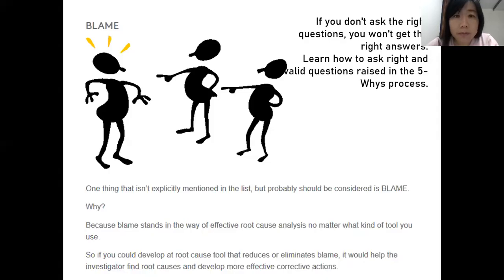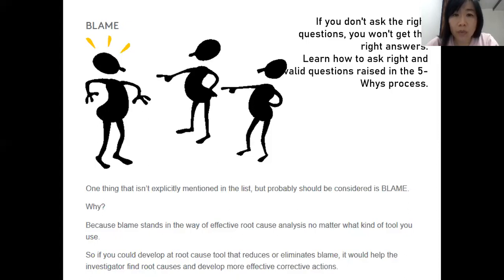Okay, so 5 whys does not always become an effective tool for you to identify the root cause. It can fail too. If you don't ask the right questions, you won't get the right answers. One of the reasons why 5 whys fails is blaming.